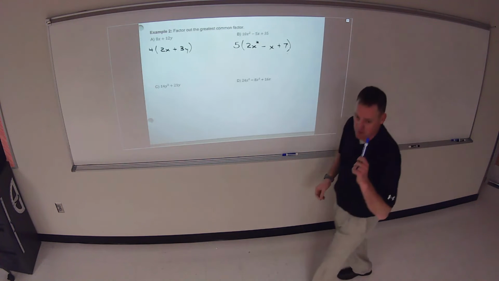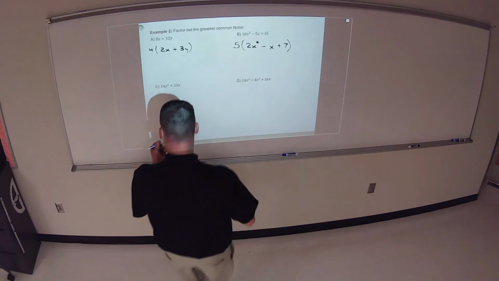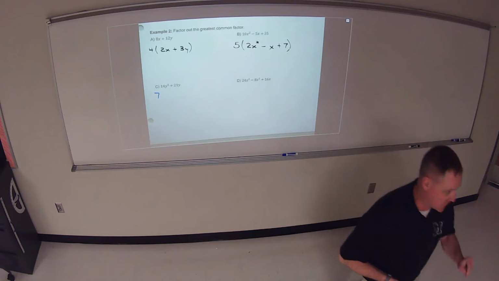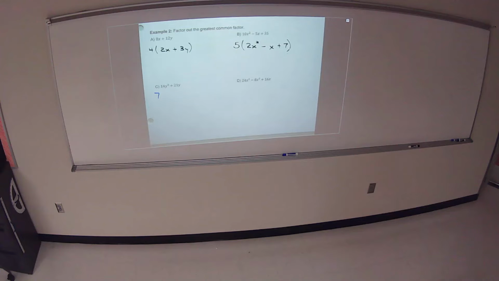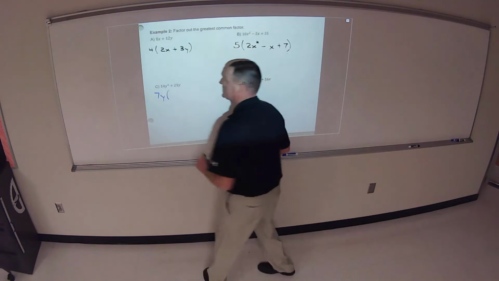Okay, now letter C. Letter C's now got a little bit more to it. It's a binomial, first of all. Begin by taking a look at your numbers. Greatest common factor between 14 and 21 is 7. But that is not your greatest common factor of this entire problem. How many y's does the first term have? 2. How many y's does the second term have? 1. So they all have how many in common? They all have at least 1 y, don't they? As a result, you need to pull out not just the 7, but a 7y.